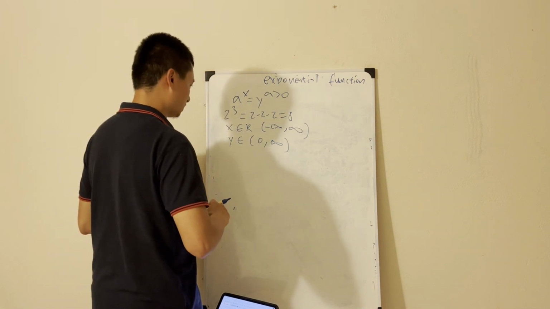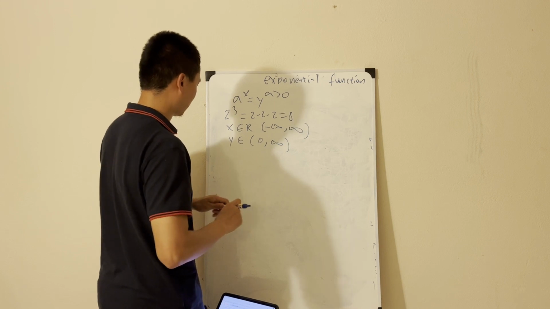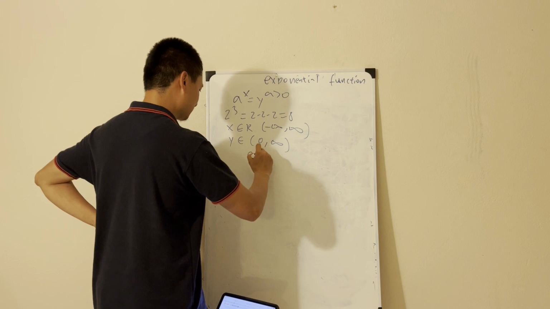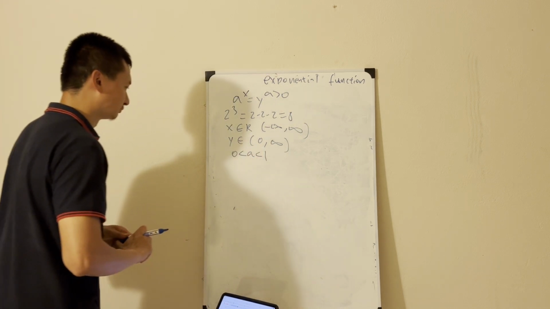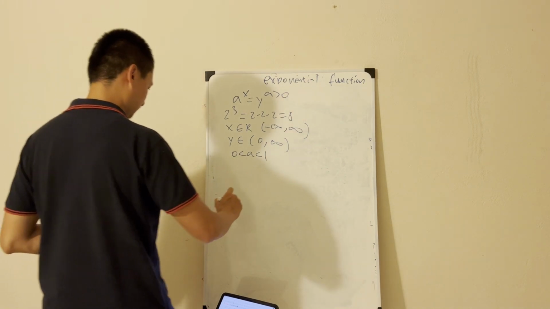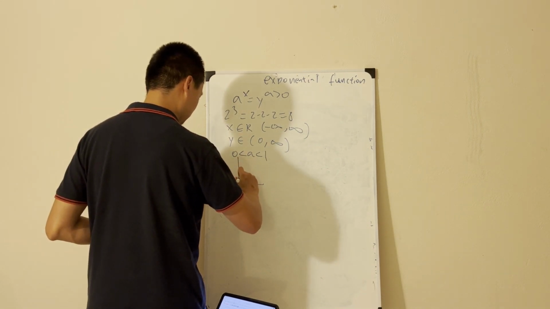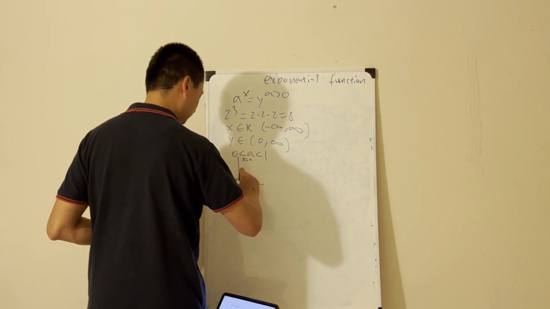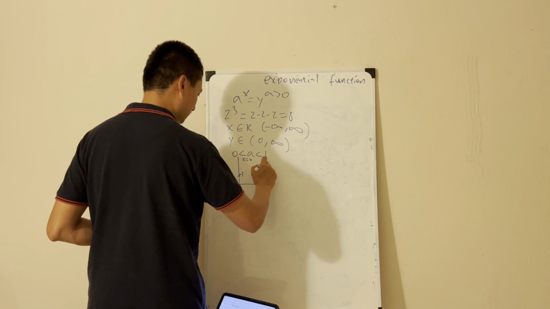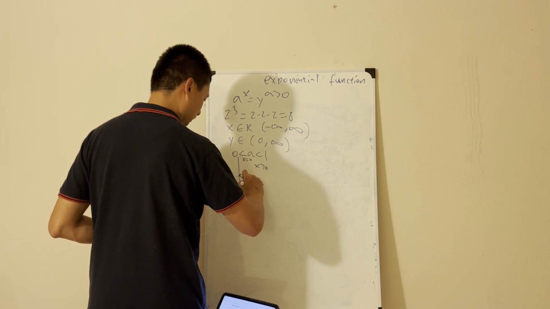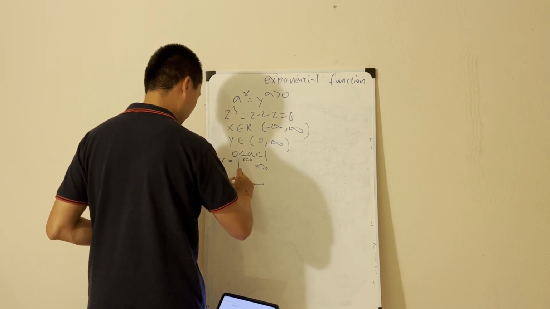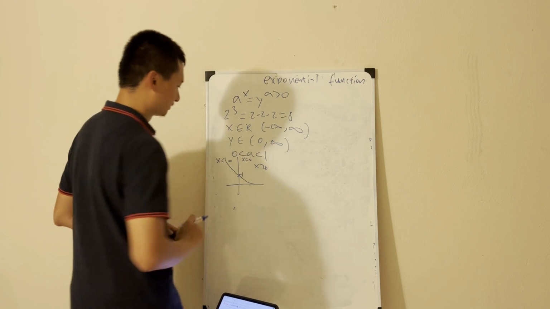Okay, so let's look at the graphs. Suppose a is less than 1 but greater than 0. Let's look at the graph. Okay, notice that when x is 0, it's at 1. When x is greater than 0, it goes down and down. When x is less than 0, it grows very fast.